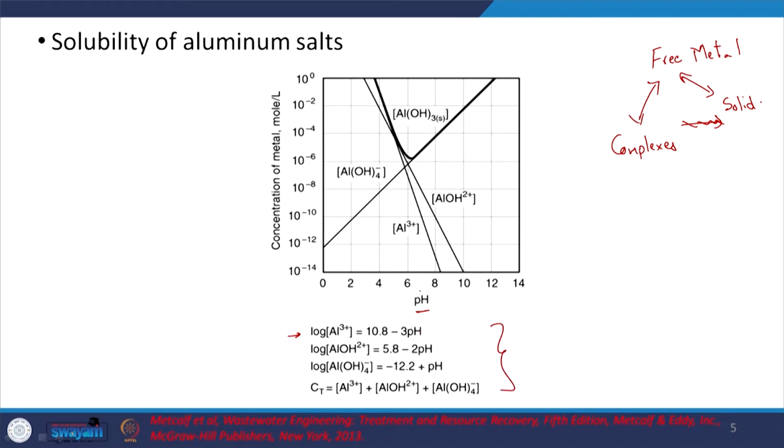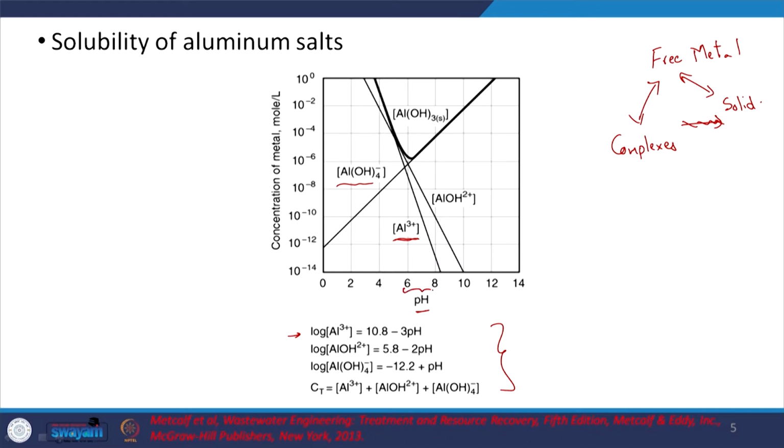But let us just look at the figure. So, at relatively low pH and very low concentration, the metal will stay as free metal Al3+. Even at relatively low pH, but higher metal concentration, it will stay as Al(OH)4 minus, right. In general, this will also take place later, but again, let us not go there.